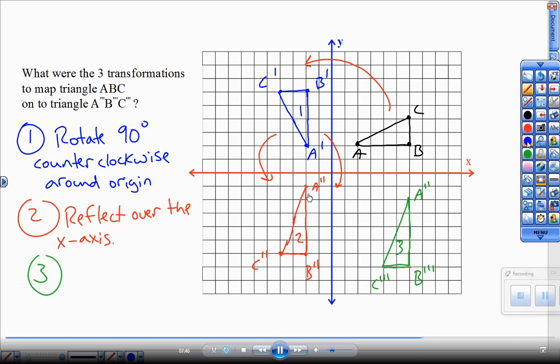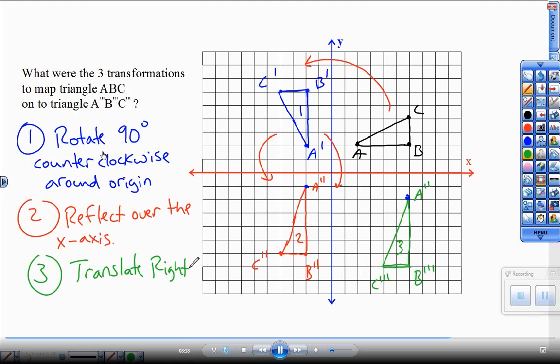Trying to map one point down to the new one. Again, that's a triple prime right there. So from a double prime to a triple prime, looks like I'm going right 1, 2, 3, 4, 5, 6, 7, translating right 7, down 1. That's the final transformation, and I need you to write that.